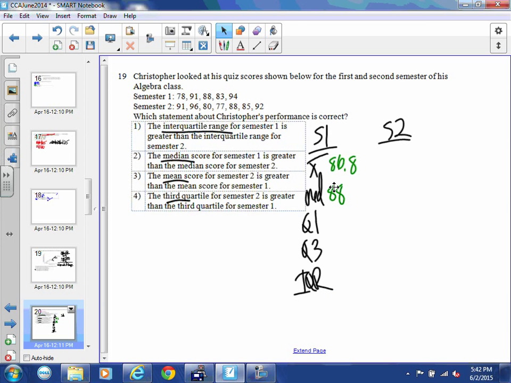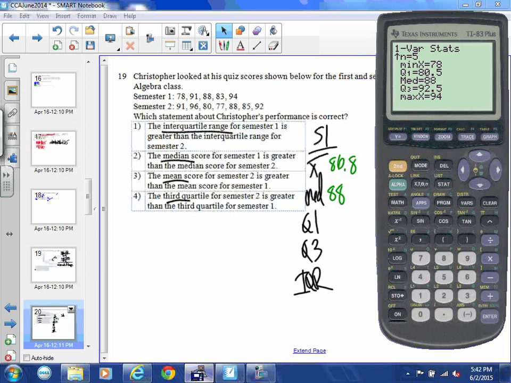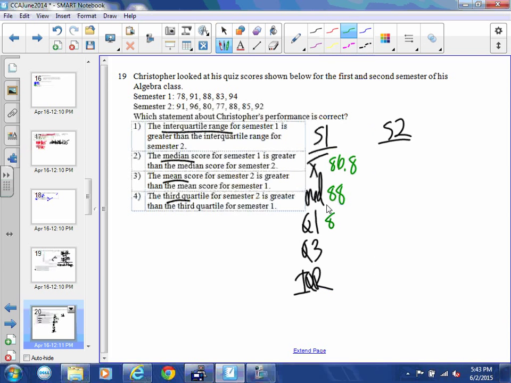Q1 and Q3 are 80.5 and 92.5. To find my interquartile range, I have to do Q3 minus Q1, which is 12.